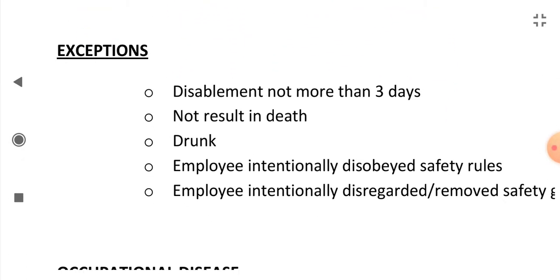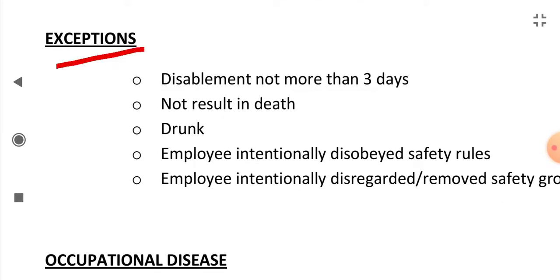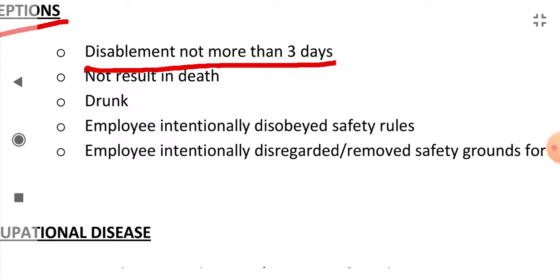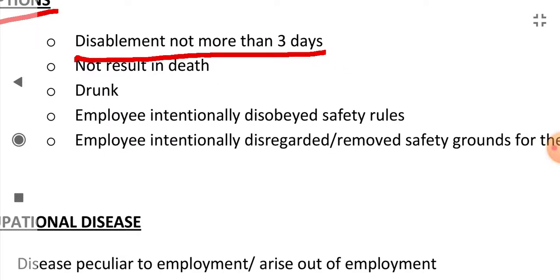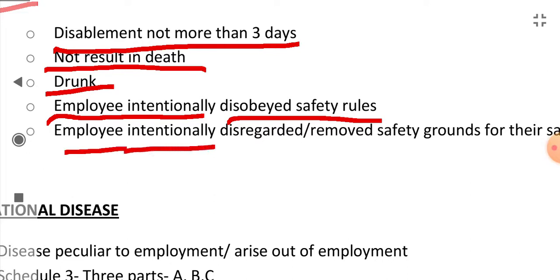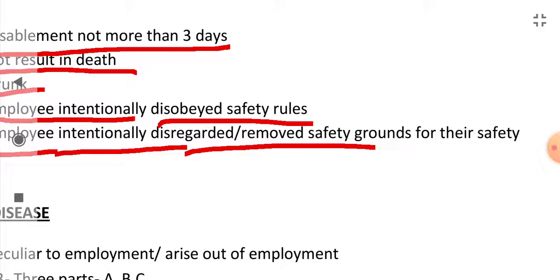What are the exceptions when compensation will not be made? It is when the disablement is not for more than 3 days, then there will be no compensation. Or it did not result in death, there will be no compensation. Or the workman was drunk or intoxicated at that time, then there will be no compensation. Or the employee intentionally disobeyed the safety rules, or intentionally disregarded or removed the safety guards provided for their safety, then no compensation will be given to him.